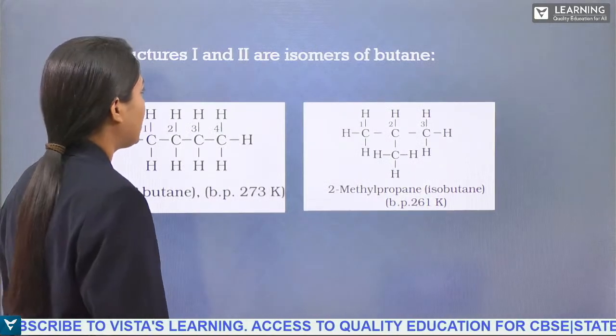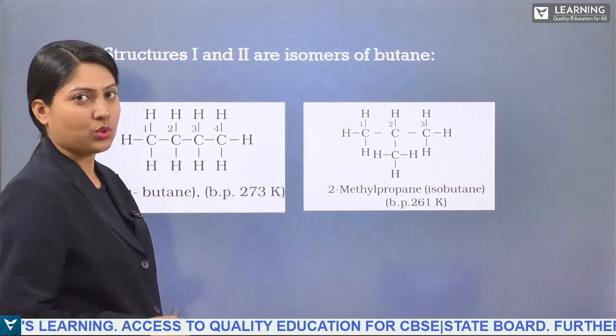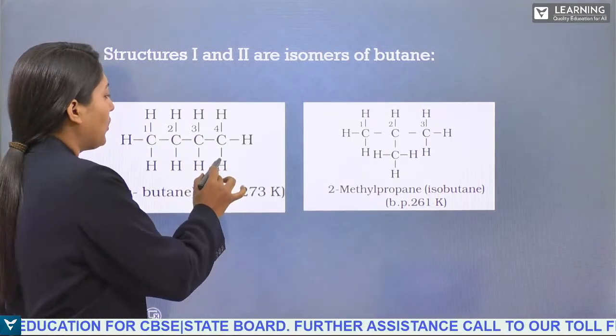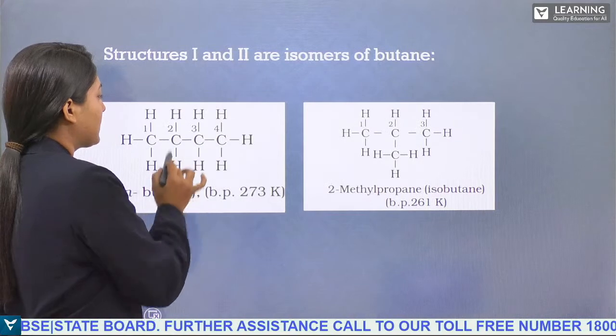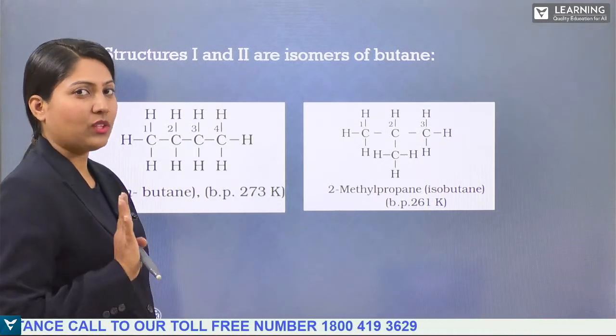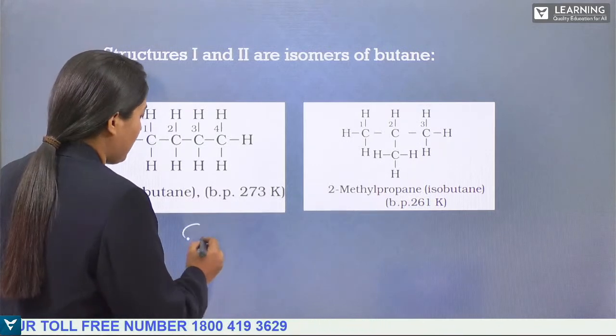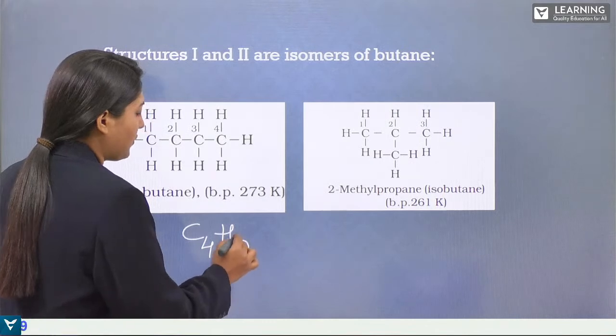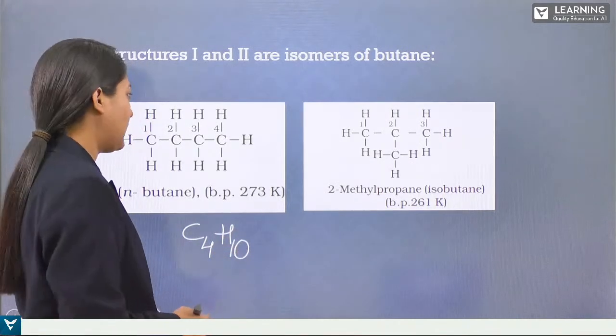You can see here the structure of the isomers. So we have 4 carbon atoms with 10 hydrogen atoms, so its molecular formula will be C4H10. We call it butane, right?